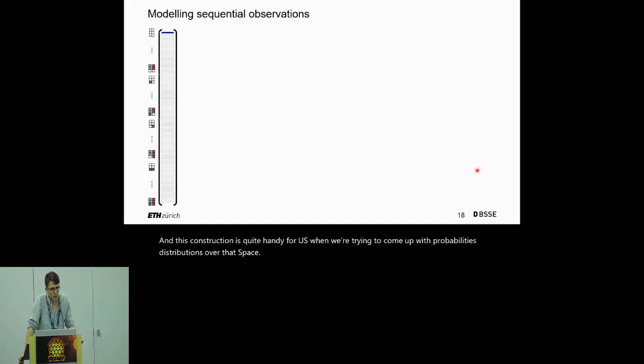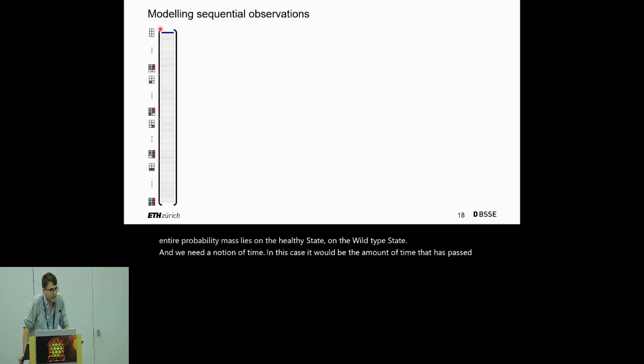So in Markov chains, we're mainly interested in modeling the transient distribution of a system. And for the transient distribution, we need three ingredients. We need a model that I already described to you. We need a starting condition that you see here, where we assume that the entire probability mass lies on the healthy state, on the wild type state. And we need a notion of time. In this case, it would be the amount of time that has passed from tumor initiation to its diagnosis. And this information will always be hidden for us. It's not something that we can physically measure in any way.